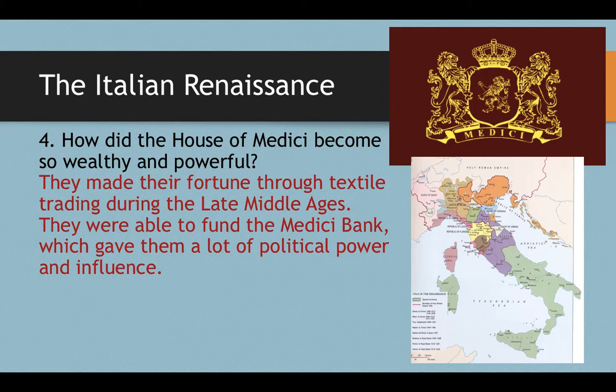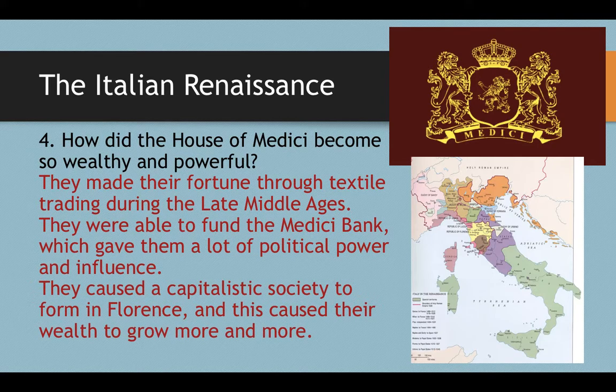If you control the money, a lot of times you control the politicians, which means you control the country, or at least the city. So this gave them a ton of political power and influence, and they caused kind of a capitalistic society to form in Florence, this type of free market where people had this new opportunity to make a lot of money if they were willing to work hard because the Medicis could fund them.